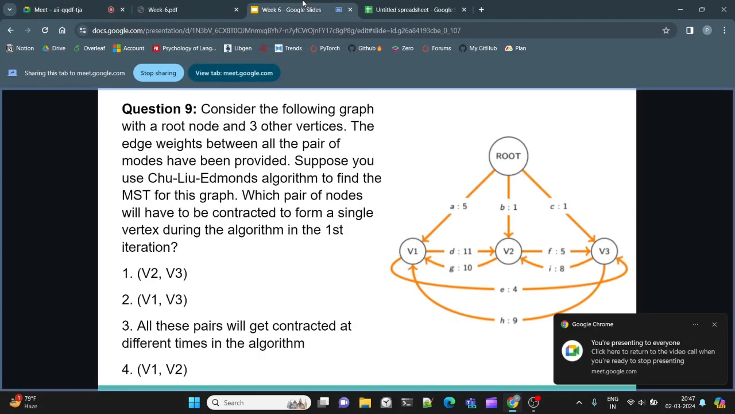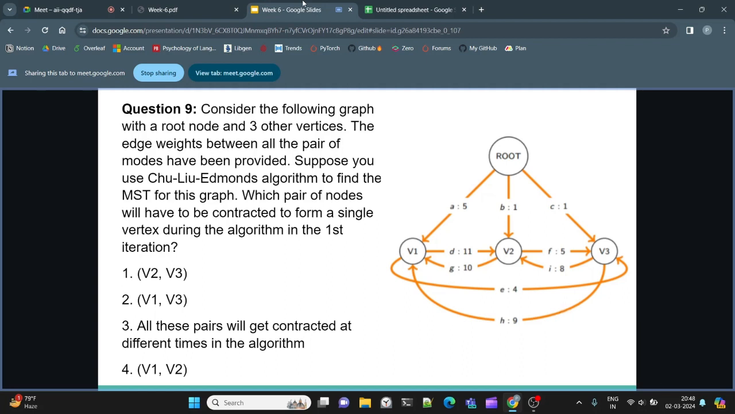Okay, let's go on to the next problem. So in this one, we are given this graph. Now the question is, which pair of the nodes will be contracted to form a single vertex during the algorithm in the first iteration? So this is based on the Chu-Liu-Edmonds algorithm. We discussed 2 problems today on this algorithm. So just try this for a minute and then we'll discuss.